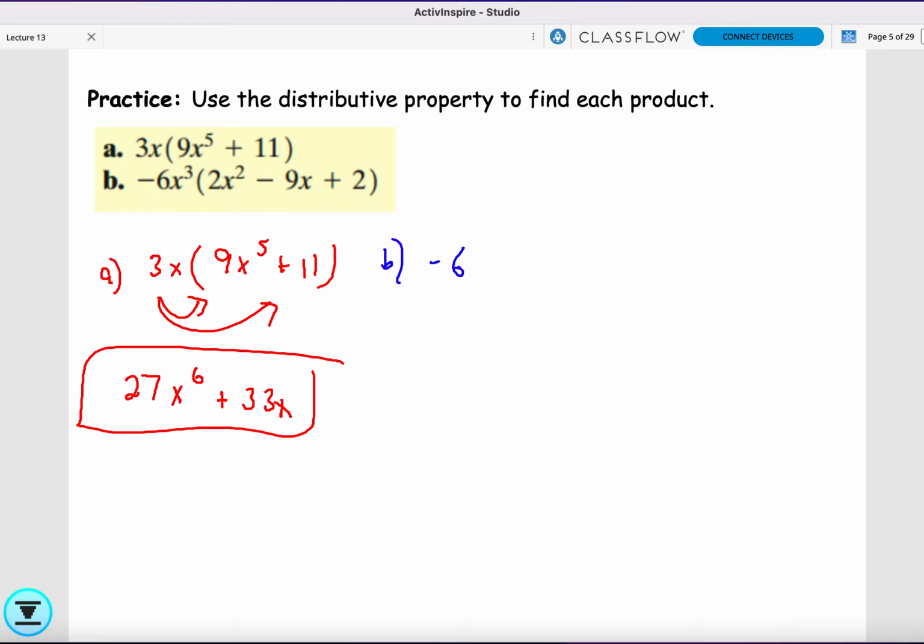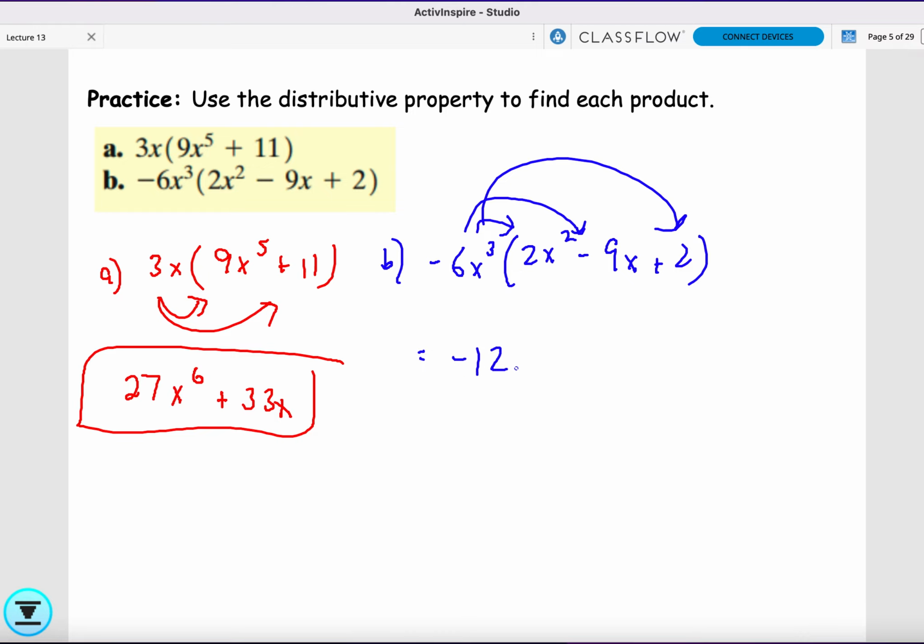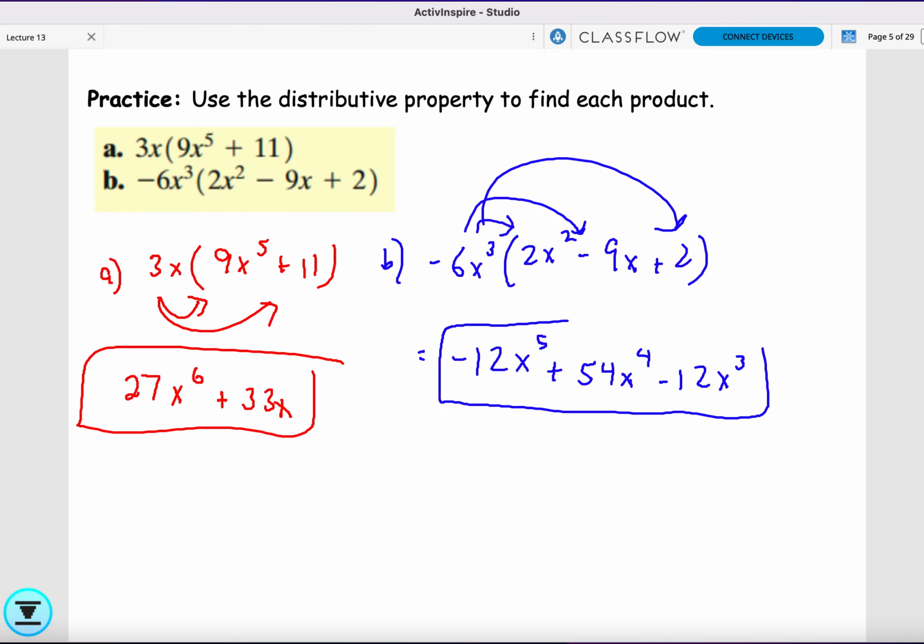B, we're distributing negative 6x cubed. We're going to distribute that to 2x squared minus 9x plus 2. Go ahead and draw your arrows. Negative 6 times 2 is negative 12. X cubed times x squared, add the exponents. 3 plus 2 is 5. Negative 6x cubed times negative 9x. Two negatives make a positive. 6 times 9, I believe, is 54. X cubed times x is x to the fourth. Negative 6x cubed times positive 2 is negative 12x cubed. And we're done.